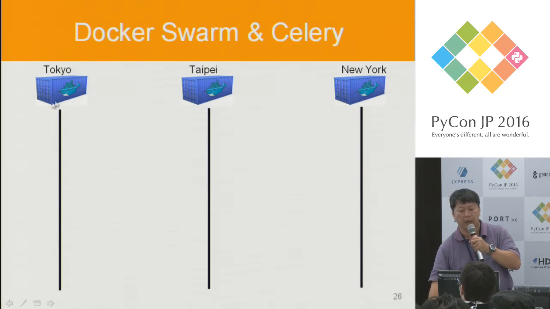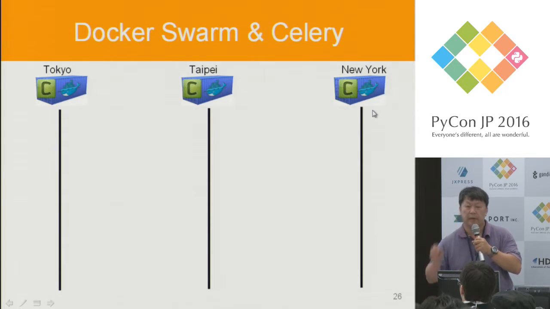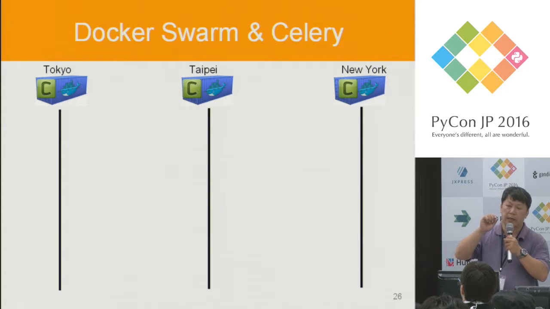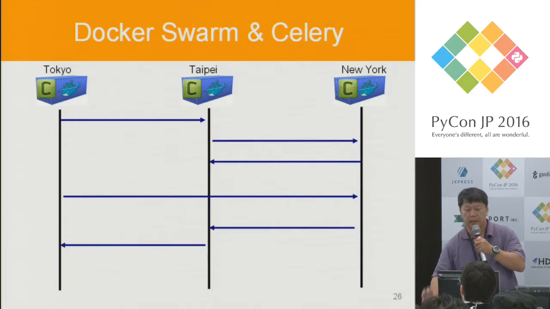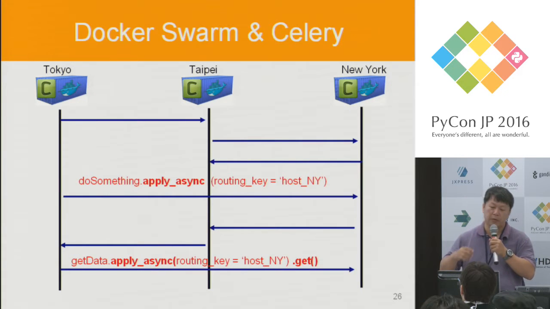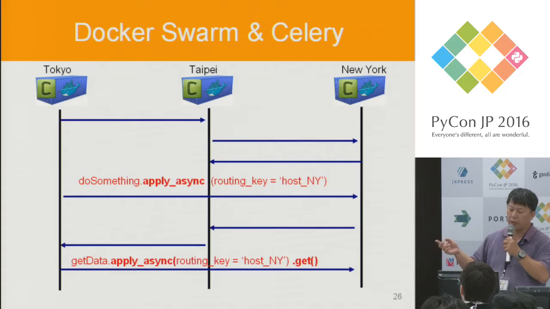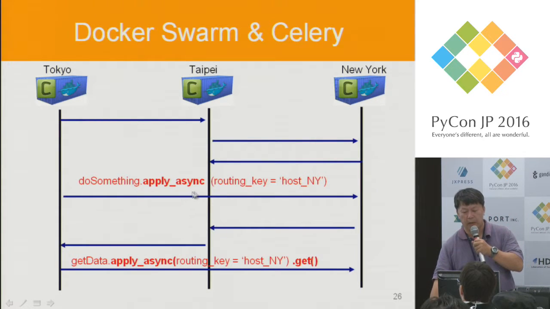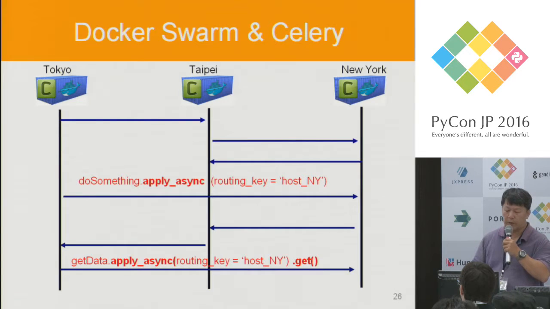For example, we have 3 containers. One is in Tokyo, one is in New York. And if there's a Celery worker process running in the container, then it's capable of receiving messages. Then we can use Celery to communicate between those containers. For example, if we want to send a message from the Tokyo to the New York container, we just say do something, apply async, routing key equals host ny. And if we want to retrieve data from the remote, we just add a get command. In this way, we can actually do remote procedure calls like this.